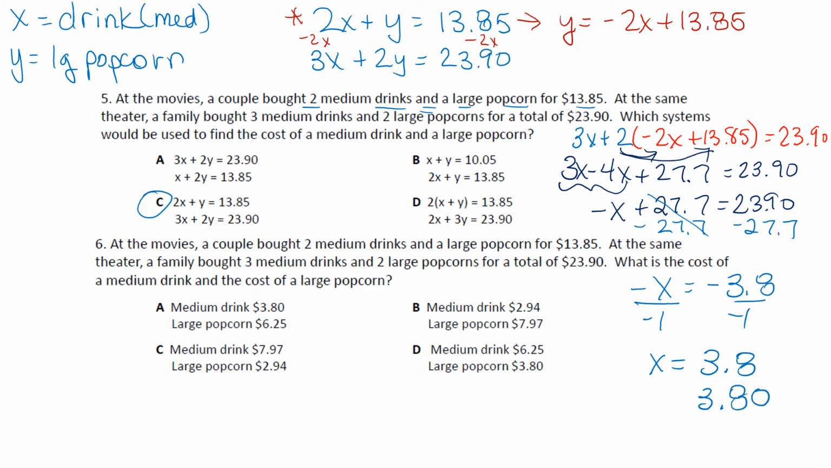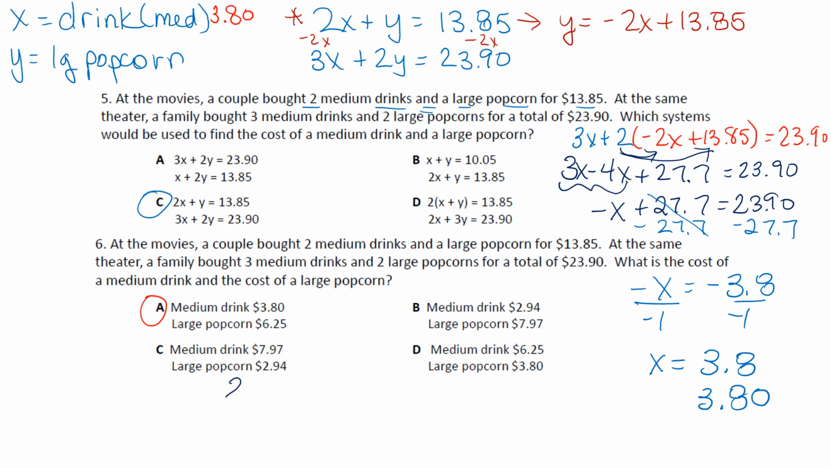So x represents our medium drink. So that lets me know this medium drink up here was $3.80. At this point, you could go through and figure out which one of your answers was correct. It looks like our answer is going to be A, but we want to be 100% sure. So you'd want to take your answer and substitute it into the other equation and make sure you know what y is going to equal. So we're going to do that real quick.